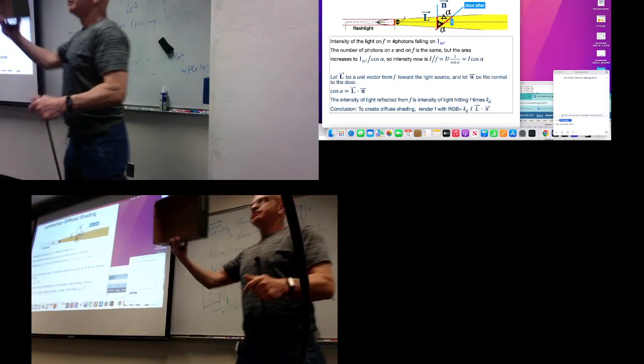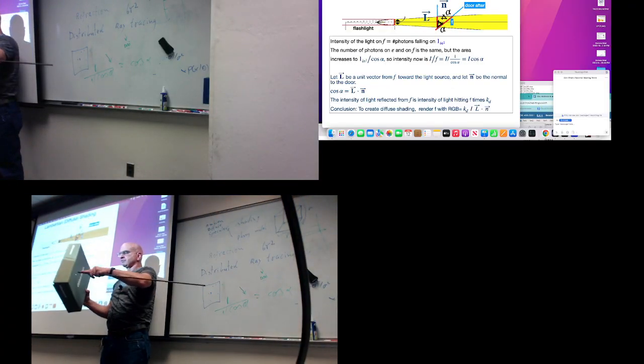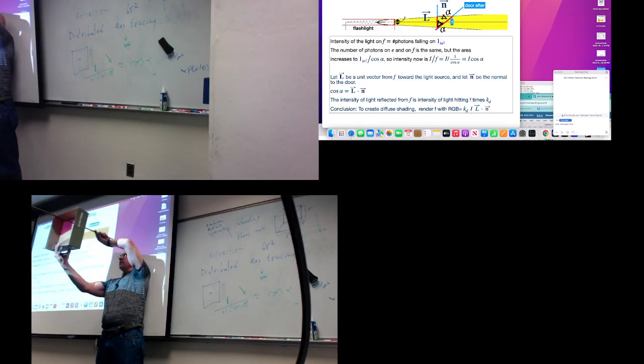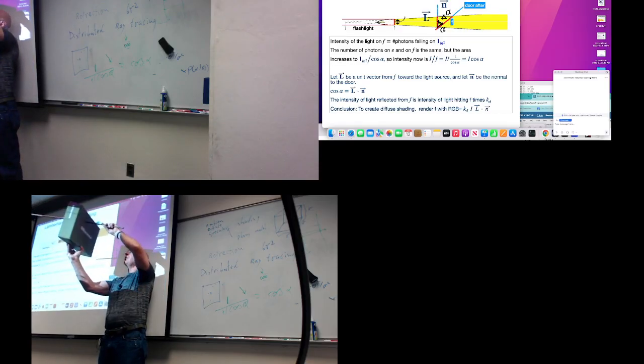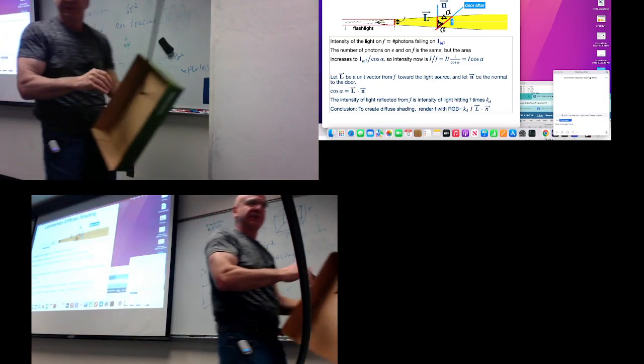Once again, source of light, normal. As the normal turns around from the direction for me to the light, the surface needs to be more and more dimmed.